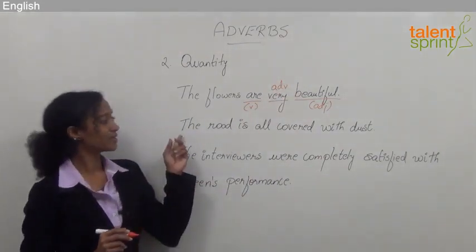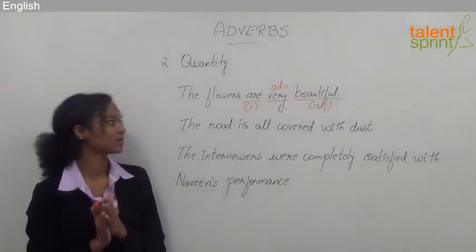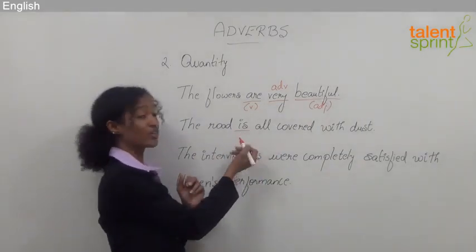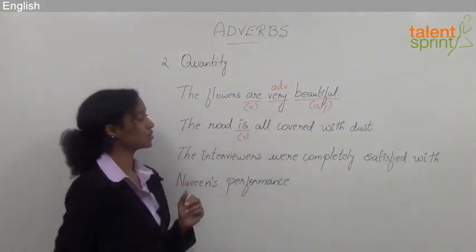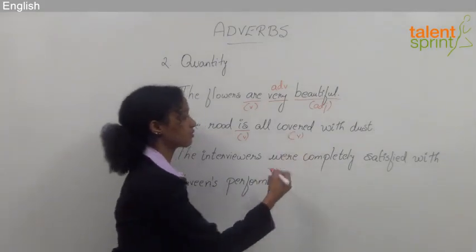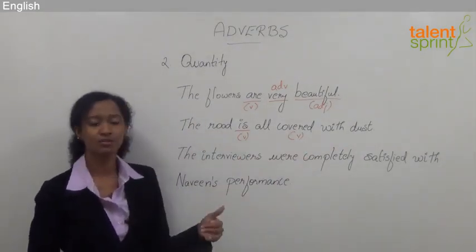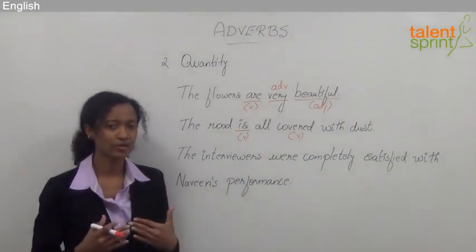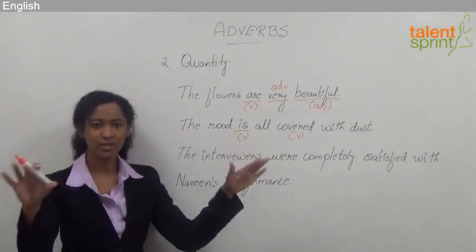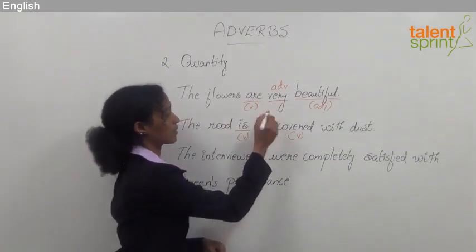So this is my adverb. Okay. The road is all covered with dust. Again, is is my helping verb, auxiliary verb. Covered is another verb, the main verb. So the road is all covered with dust. So to what extent is the road covered with dust? It's all, completely. So all is my adverb here.